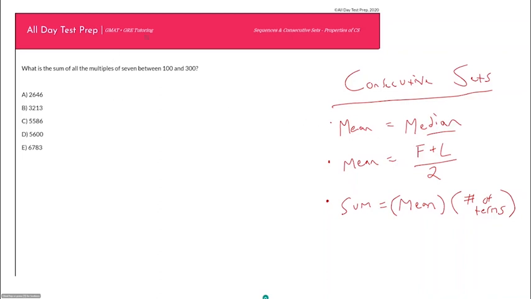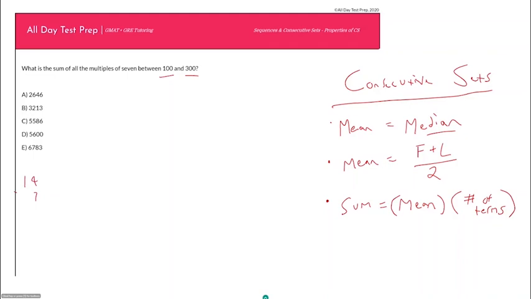So let's take a look at a consecutive set question. What is the sum of all the multiples of 7 between 100 and 300? They're asking us here for all the multiples of 7 between 100 and 300. One thing to note is these numbers here aren't our first and last terms because they're only asking us for the multiples of 7. 100 definitely is not a multiple of 7, and 300 is not a multiple of 7 either. So we have to find our first multiple of 7 and our last multiple of 7 that are within this range.